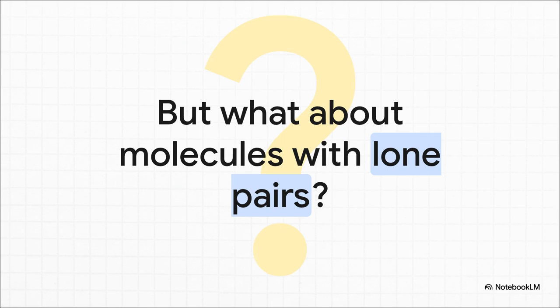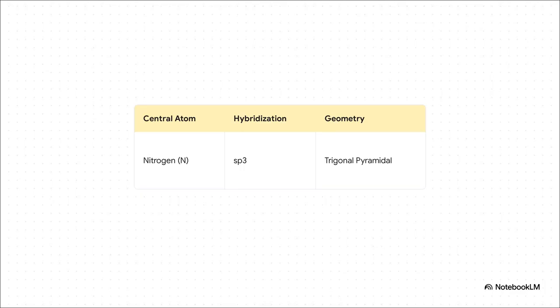But hold on, the story isn't over, not by a long shot, because this sp3 model is even more powerful than we realized. What happens when one of those 4 hybrid orbitals isn't used to make a bond, but instead it just holds a pair of electrons that aren't bonding with anything, what we call a lone pair? Let's take a look at ammonia, NH3. The nitrogen atom in the middle is also sp3 hybridized, just like carbon was. But even with the same hybridization, its final shape is different. It's a trigonal pyramid. So, what gives?